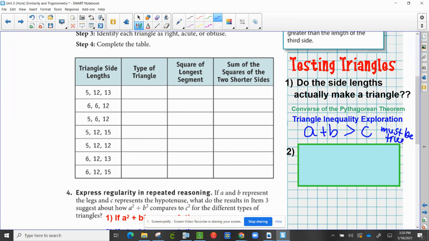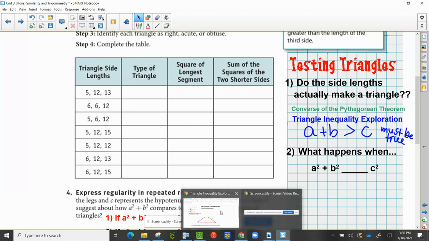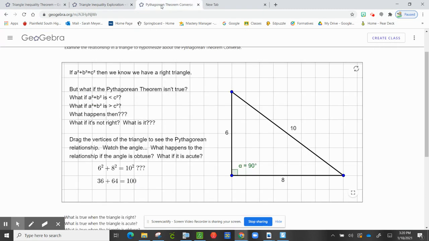Okay, once you establish if it's a triangle or not, then you can actually try to talk about if it's acute, right, or obtuse. So basically, we just have to examine the relationship between A squared, B squared, and C squared. So again, I have another thing we can look at for that. So, Pythagorean theorem. Here we have a 6, 8, 10 triangle, which we already talked about, gave us a right triangle.